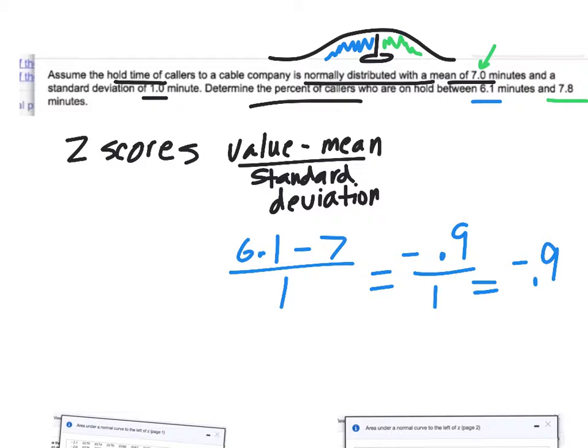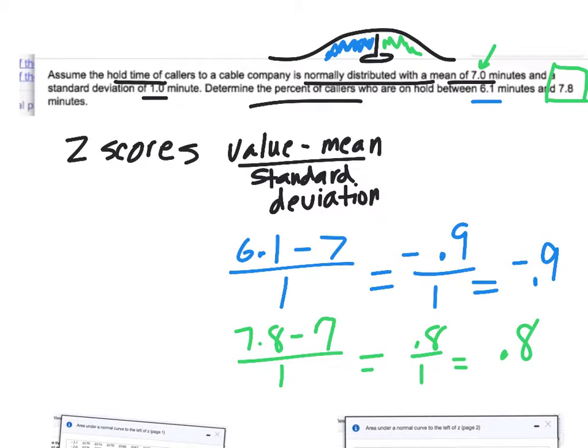And it's very reasonable that we got a negative z-score because, again, that 6.1 is less than the mean, which means it's to the left of the mean, which means that it is going to have a negative z-score. So now let's find the z-score for the 7.8. So 7.8 minus 7 divided by 1 is going to give us 0.8 divided by 1. 0.8 divided by 1 is still just 0.8. Again, it makes sense that we got a positive z-score because 7.8 is larger than the mean of 7 minutes. So it's going to be on the right-hand side of the normal curve.